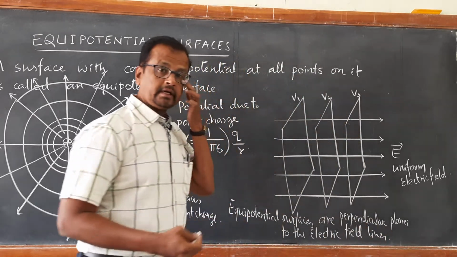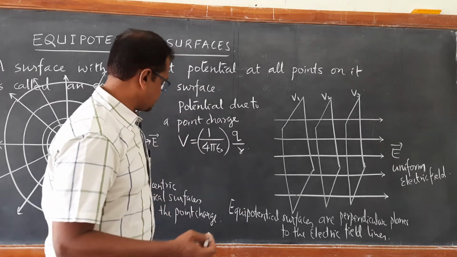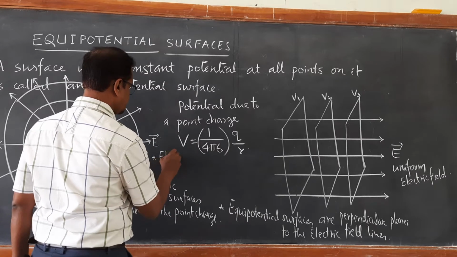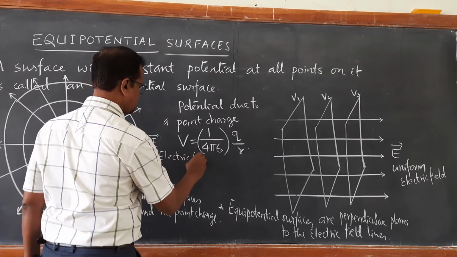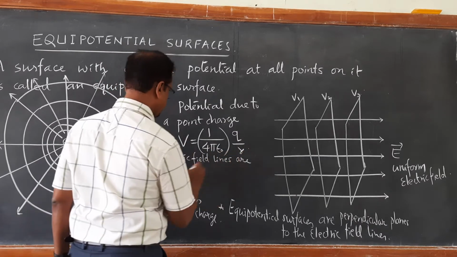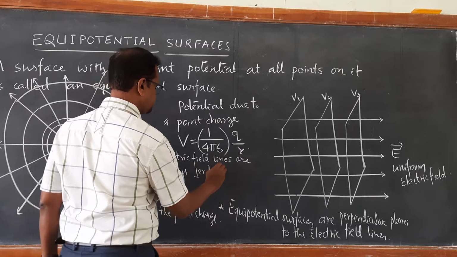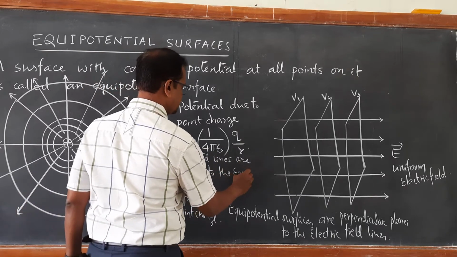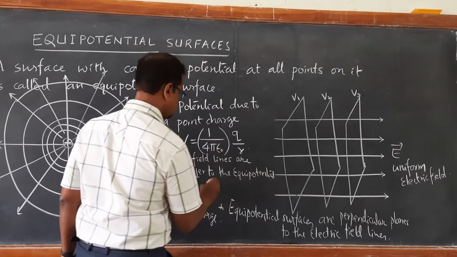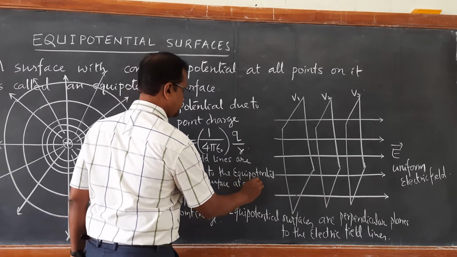or in another way, electric field lines are always perpendicular to equipotential surfaces. That is also another point to be remembered. Or electric field lines are always perpendicular to the equipotential surfaces at every point.